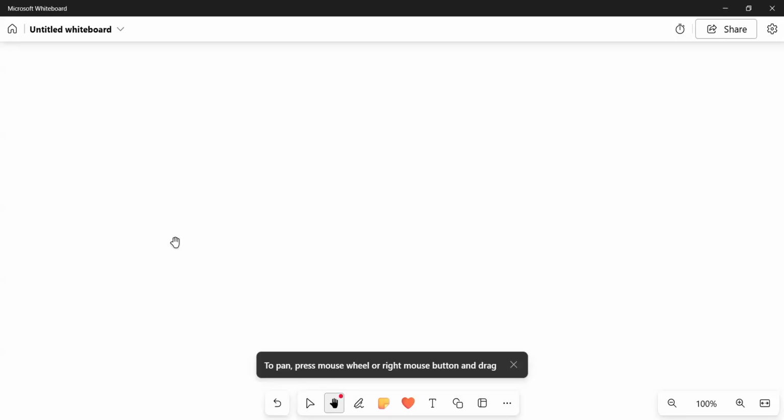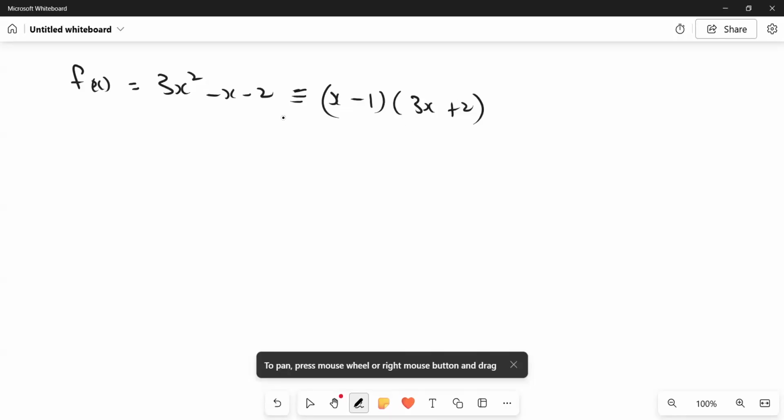Look at another one. So let's say you have this function, 3x squared minus x minus 2. I'm going to factorize it as well. This function is factorized to give you (3x plus 2)(x minus 1), right? Good. So I'm going to use this here.